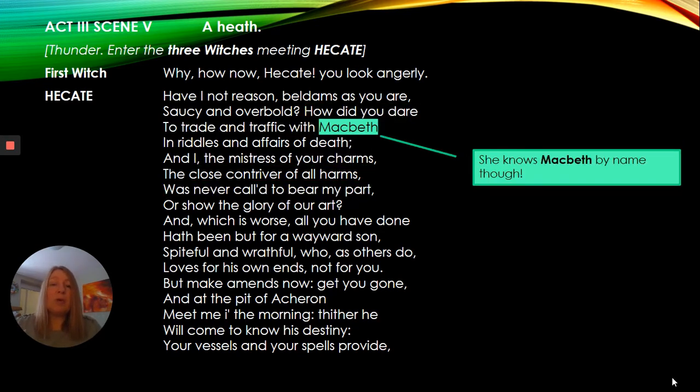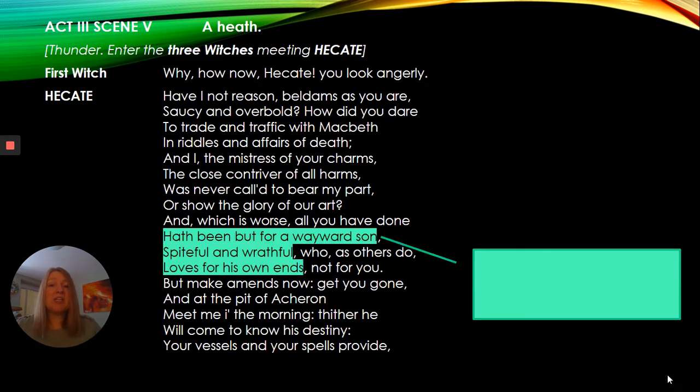Now, what we also need to notice is that she mentions Macbeth by name. We haven't seen Hecate and Macbeth speaking to each other, but she does know him by name. And she calls him a wayward son. And so there's this sense that she has got some ownership over him. He's almost like one of her children. So there is some sort of connection between them, but she recognises something about his character.